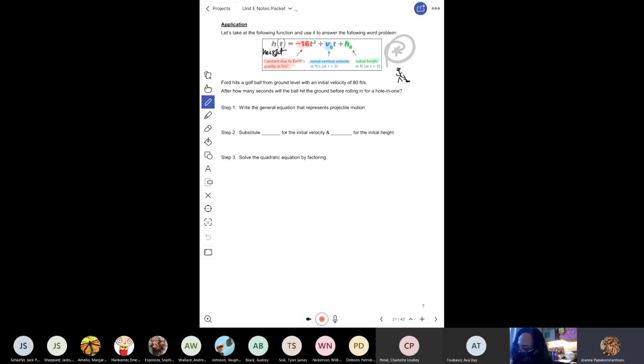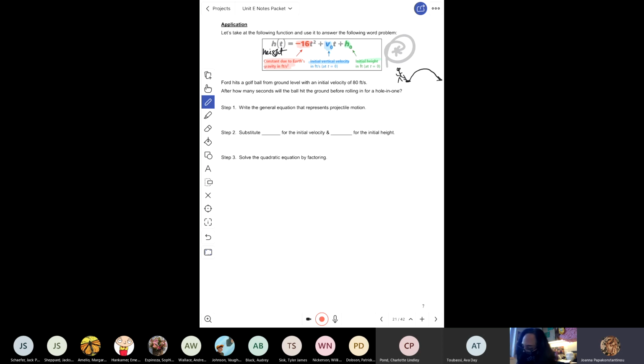About to hit the ball. Then he hits the ball. It goes up and it comes back down, right? That's a parabola. Opens down. Oh, makes sense because look at that gravitational constant's negative. A is negative. Okay, so we're hitting the ball.